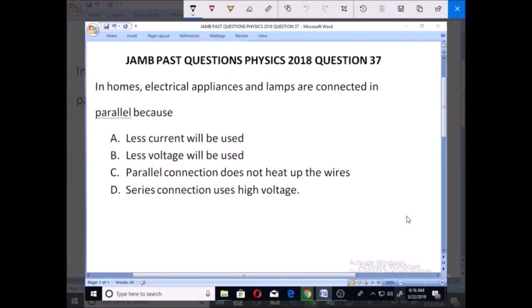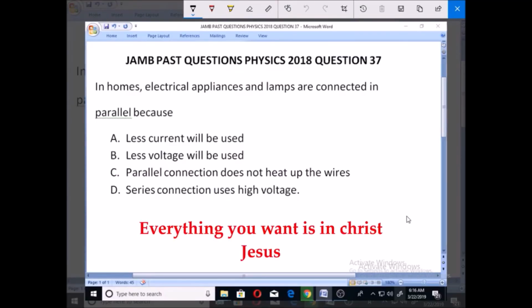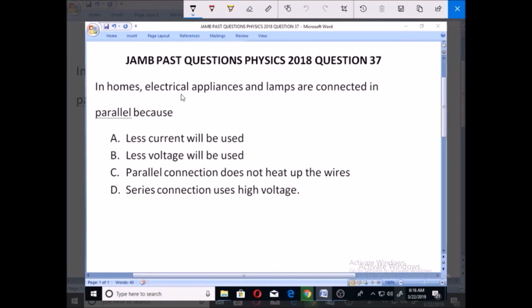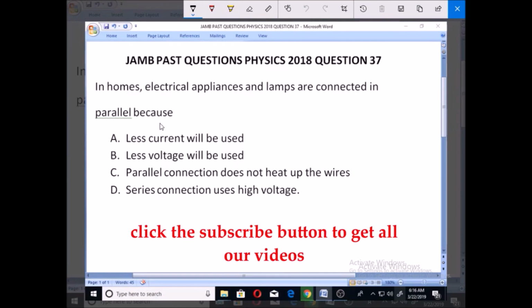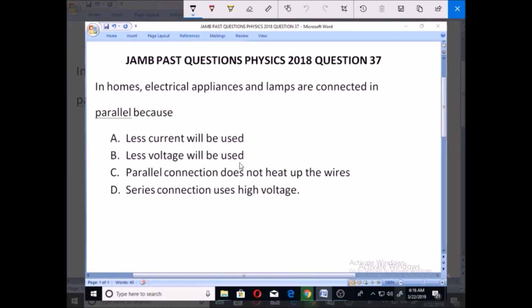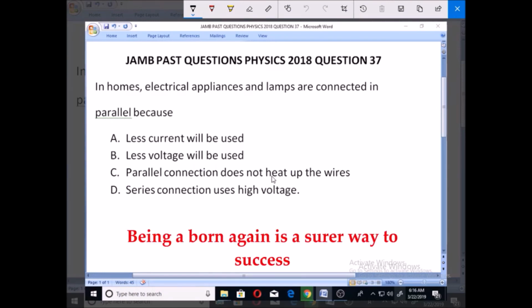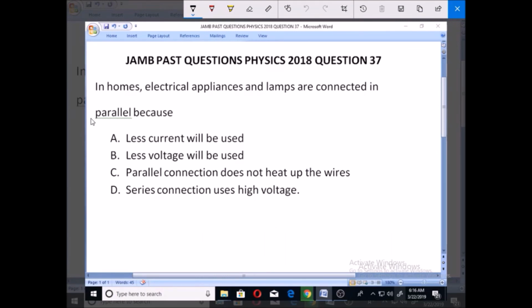Let's look at this JAMB past question, Physics 2018, question number 37. In homes, electrical appliances and lamps are connected in parallel because: A. less current will be used, B. less voltage will be used, C. parallel connection does not heat up the wires, D. series connection uses high voltage.